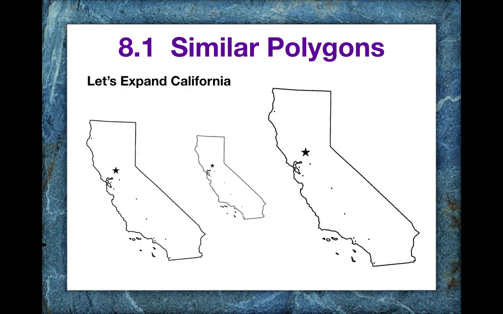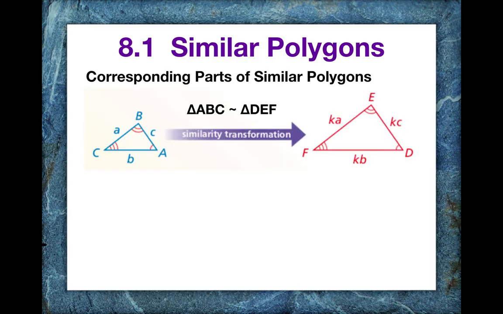So we have this whole idea of what do we call the difference between similar and congruent? Well, with congruent, all of the angles and all of the sides are congruent between the two figures. If we have similar figures, then all of the angles are congruent, but only the sides are proportional.